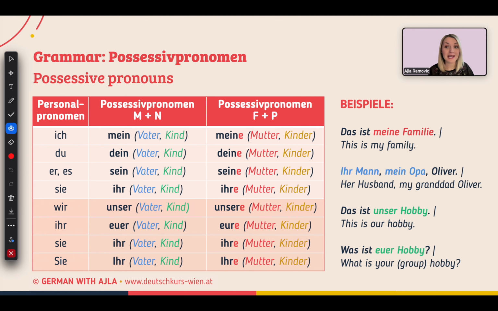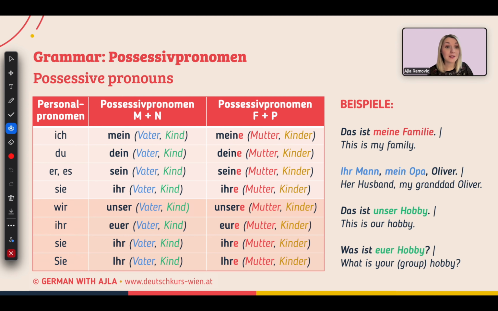Let me give you some examples. I could say, das ist mein Vater und das ist mein Kind. This is my father and this is my child. As you can hear, we do not use ending e. We are just saying mein because in these examples we are using a masculine noun, Vater, and a neutral noun, Kind. So we do not need the ending e.